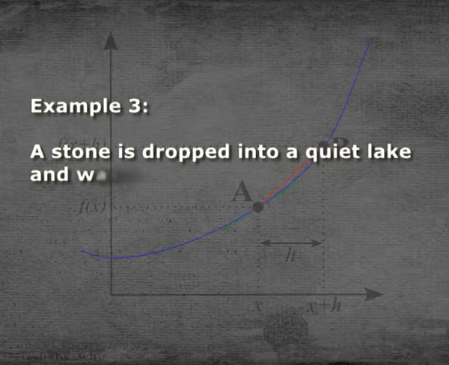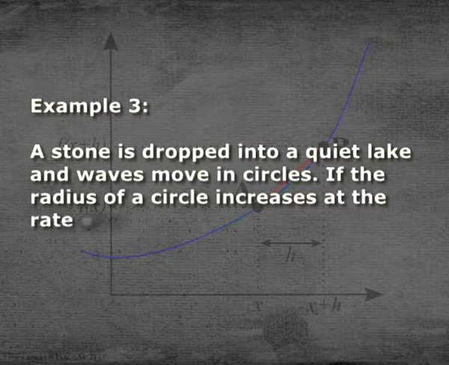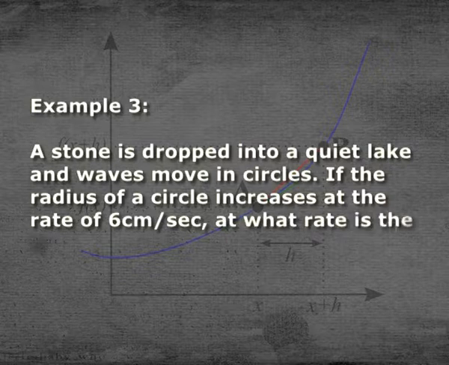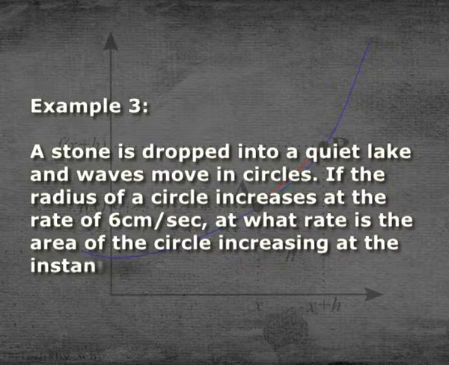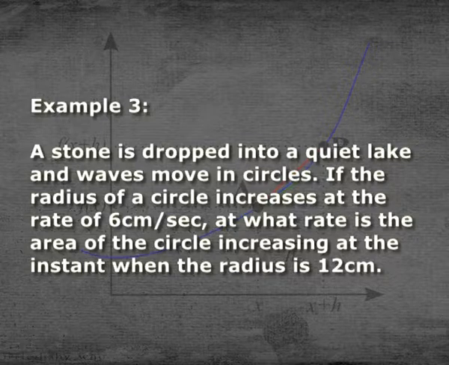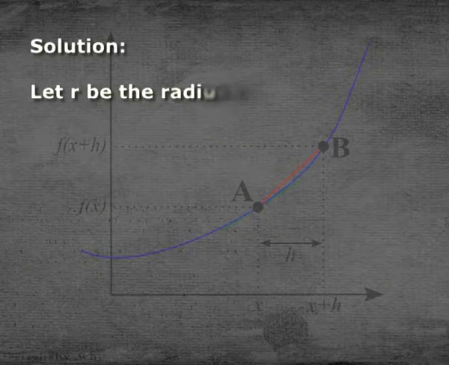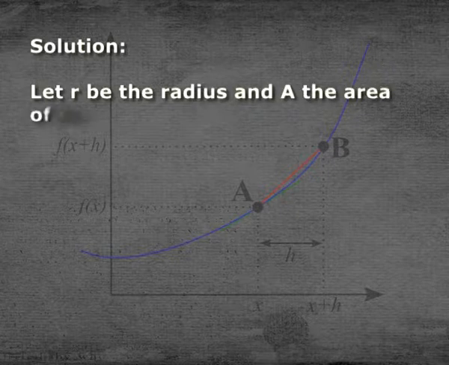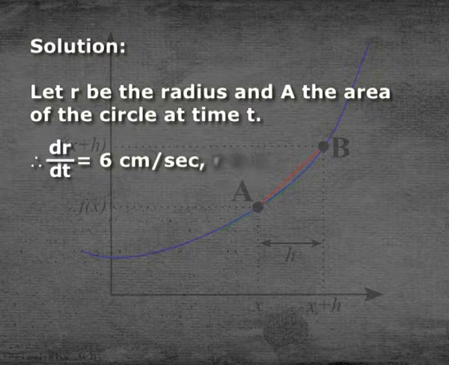A stone is dropped in a quiet lake and waves move in circles. If the radius of a circle increases at the rate of 6 centimeter per second, at what rate is the area of the circle increasing at the instant when the radius is 12 centimeter? Now let's see how we find the solution to this. Let r be the radius and A the area of the circle at time t. Therefore, we have dr by dt equal to 6 centimeter per second, where r is 12 centimeter.